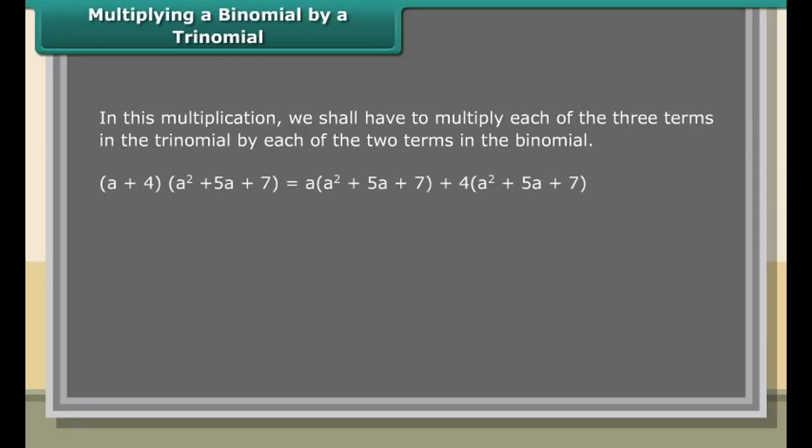(a + 4)(a² + 5a + 7) is equal to a(a² + 5a + 7) + 4(a² + 5a + 7), which is equal to a³ + 5a² + 7a + 4a² + 20a + 28, which equals a³ + 9a² + 27a + 28.